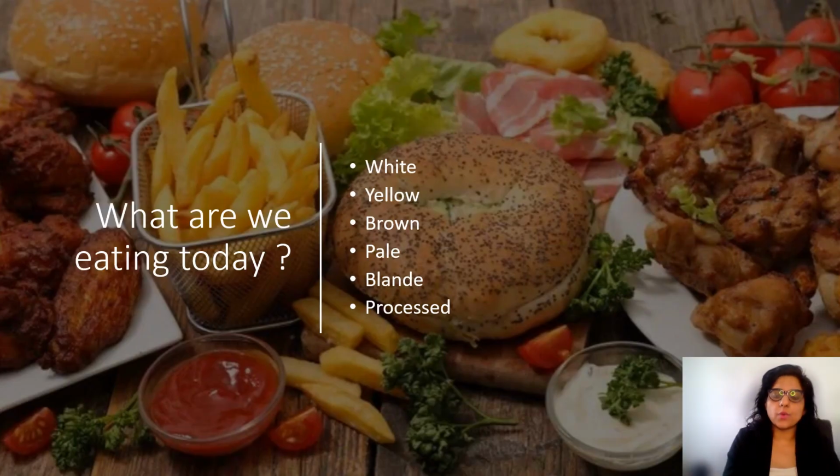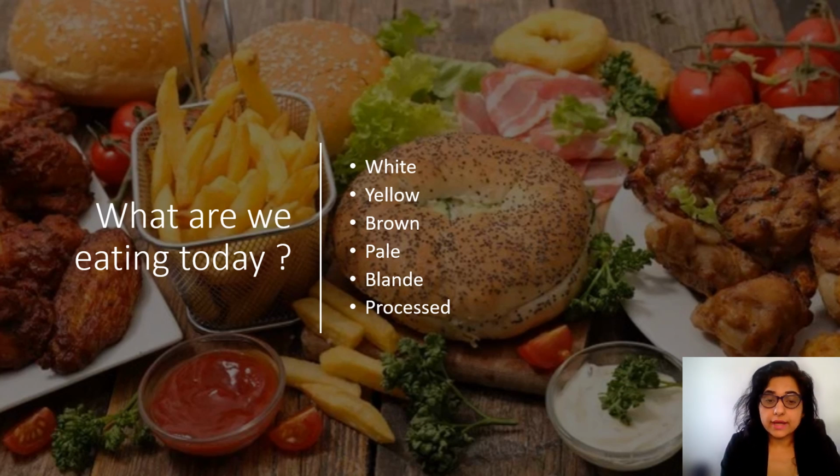So first let us look at what we are eating today. If we look at our diet, it is very white, yellow, brown, pale, bland and very processed these days. All of these are associated with a yellow and brown sort of color. If we look at the French fries, the breads, the buns, the chicken, the burgers, the onion rings, Zinger from KFC, Mac Chicken from McDonald's, and pizzas and noodles and so on, the whole world of fast food and convenience food is very brown in nature, so to say.